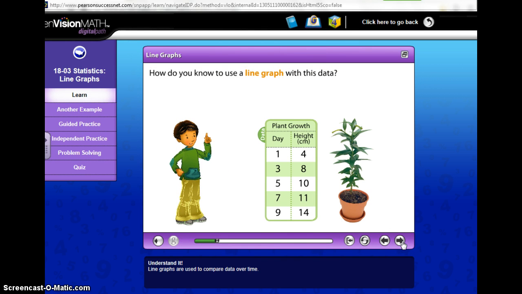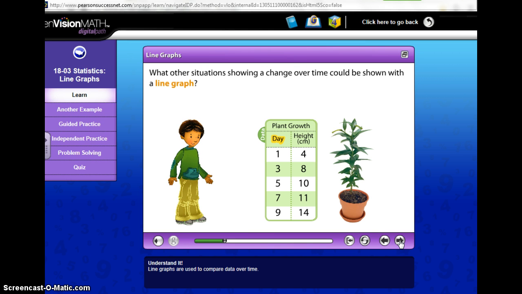How do we know that we should use a line graph with this data? Well, because this information has time. It has days, so we know that that's the graph that we would choose. Can you think of some other real-life situations where we might be able to graph a change over time? Aiden?